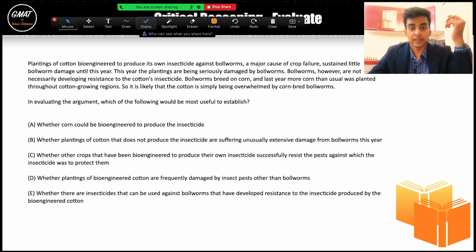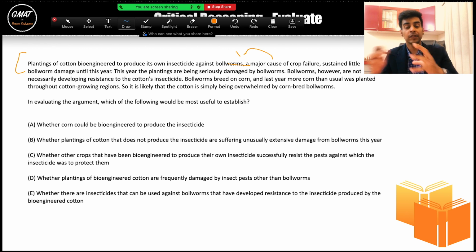Right. So in this, if I read the first sentence: plantings of cotton bioengineered to produce its own insecticide against bollworms, a major cause of crop failure, sustained little bollworm damage until this year. So what is the key factor here in this sentence? If I was to ask you that question, what would you say is the key factor here? Is it cotton? Is it plantings of cotton? Is it the bioengineering? Is it bollworms? None of those. The key factor is the damage that was sustained this year.